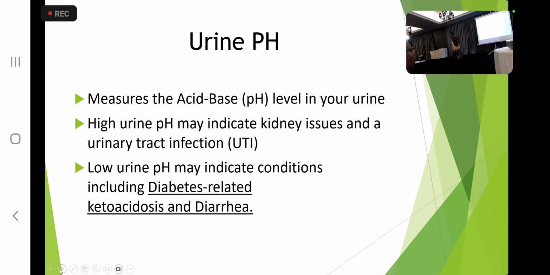Okay, urine pH measures the acid-base level in your urine. High urine pH may indicate kidney issues and urinary tract infections. Low urine pH indicates conditions including diabetes, diarrhea, and ketoacidosis.